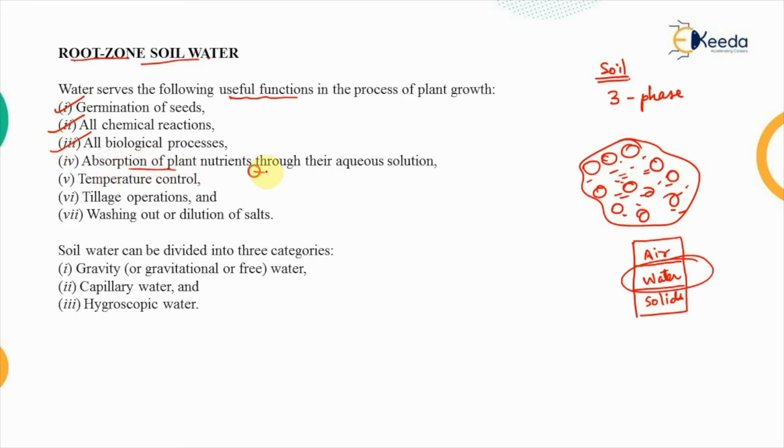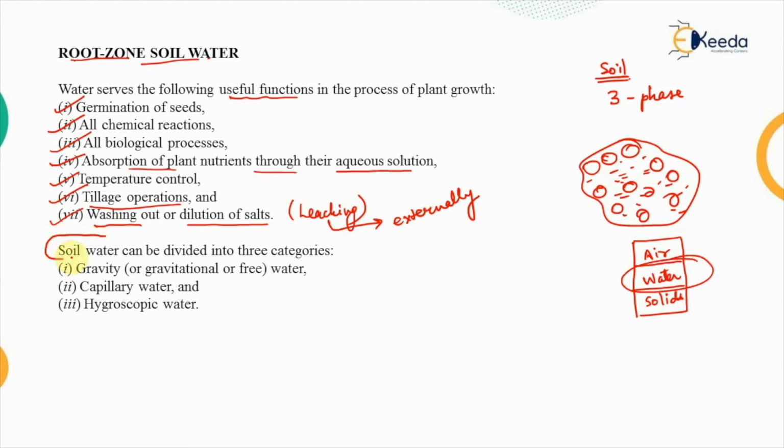Absorption of the plant nutrients takes place through their aqueous solution, because they are transported by the water. The temperature is also controlled with this water. There is certain help in the tillage operations which are carried out with the help of this water, and also the washing out or dilution of the salts, which we have earlier studied as the leaching process. That is also done with the help of this root zone soil water. This leaching was done externally, but if enough soil water is available at the root zone, then it would be possible to wash out the salts by the crop itself.